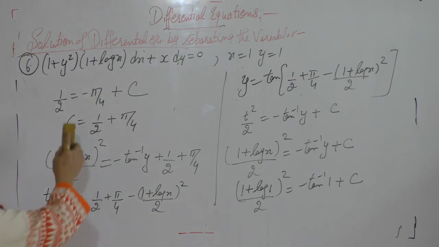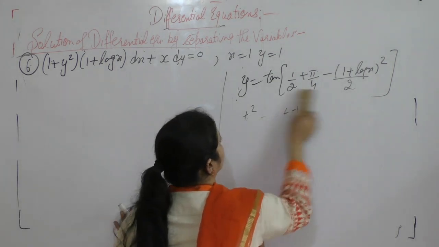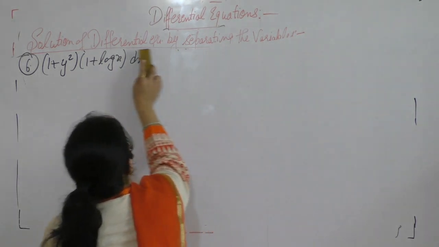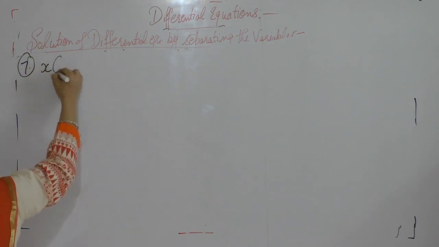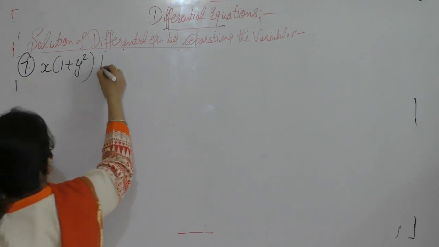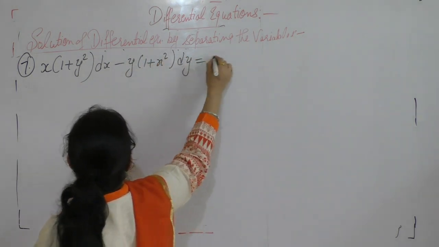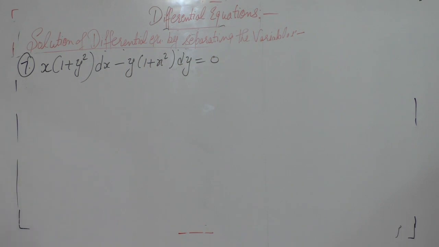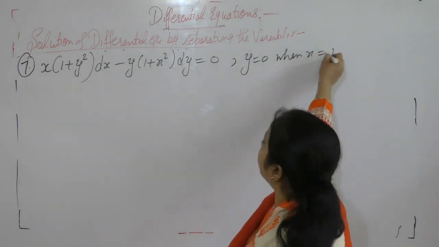The next is question number 7. Solve the differential equation x(1 + y^2) dx minus y(1 + x^2) dy is equal to 0, given that y is equal to 0 when x is equal to 1.